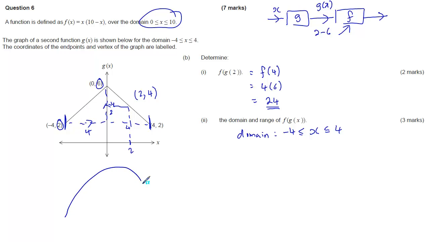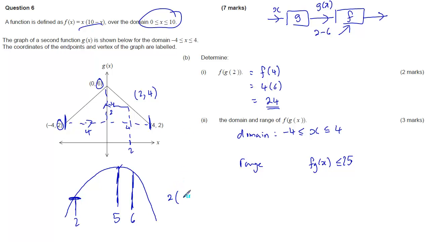Now we know the shape of f. We can see quite clearly it's a parabola. The highest value we worked out before at 5, and that's in the range from 2 through to 6. So when we come to the range, f of g of x, we can say that that's less than or equal to 25 because we know that was the maximum value here. Now the lowest value is going to be when we input 2 into here. So that's 2 into 10 take away 2. 2 times 8 is 16. So that's the lowest it can go.